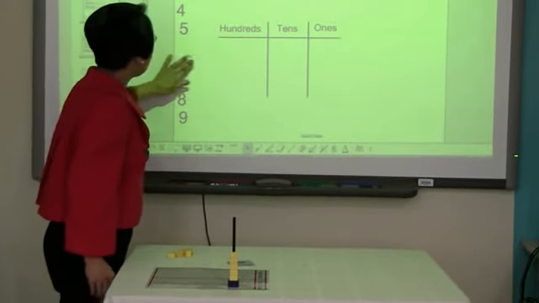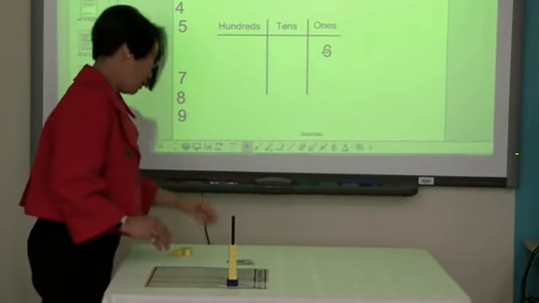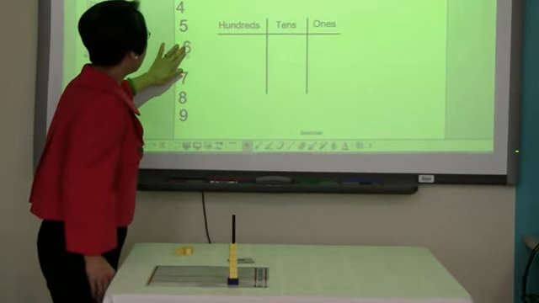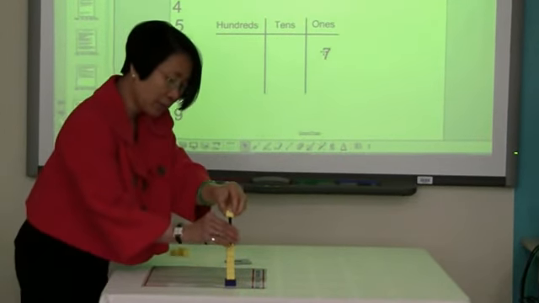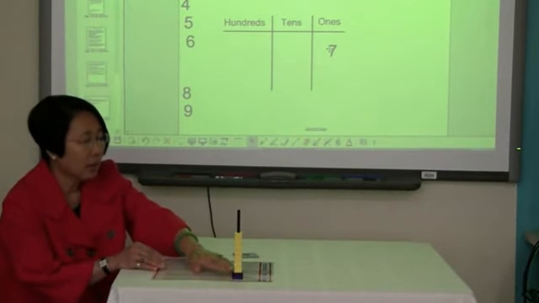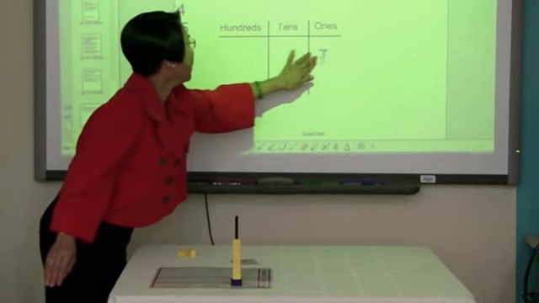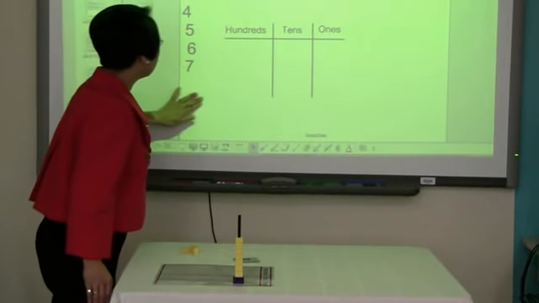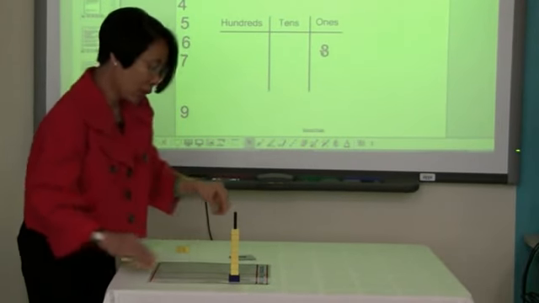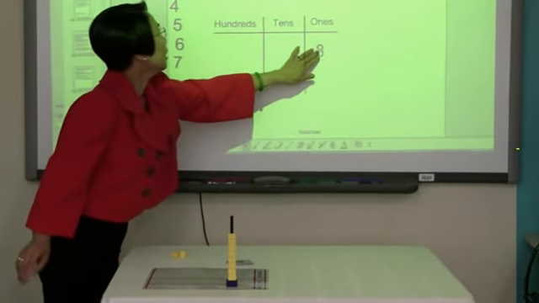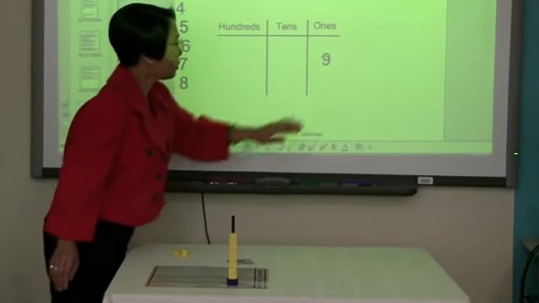The next one will be 6. So I add 1 more cube. The next one will be 7. So I add 1 more cube. Let's check, make sure it is 7, okay? 1, 2, 3, 4, 5, 6, 7 cubes. The next number is 8. So I need to add 1 more cube here. The next number will be 9. So 9 is right there.